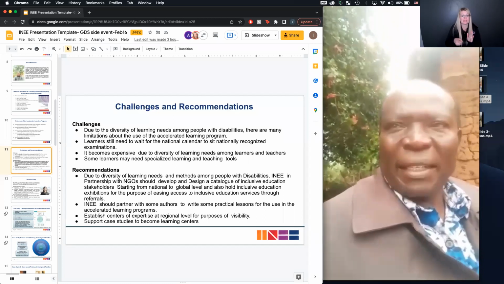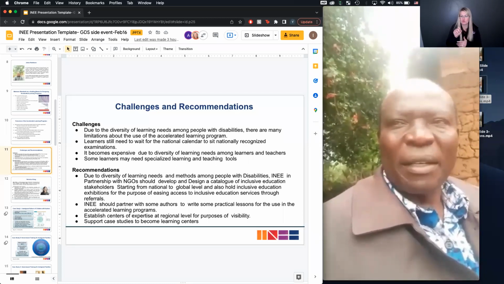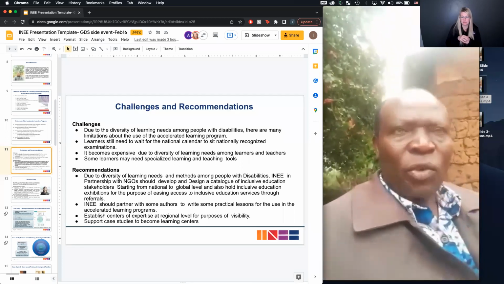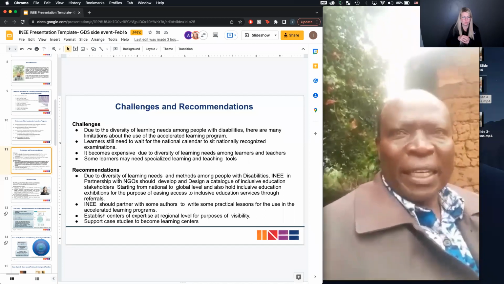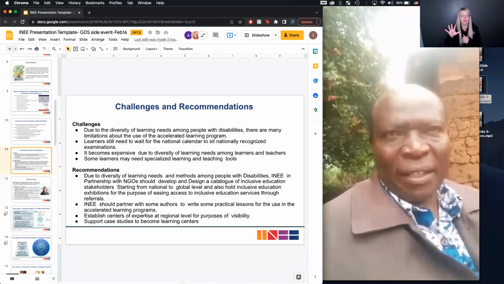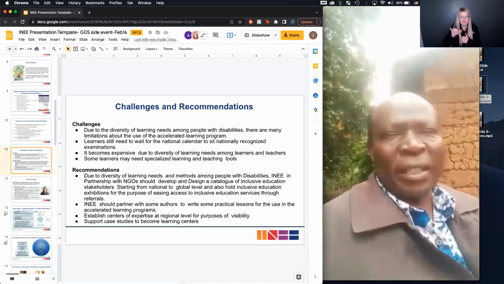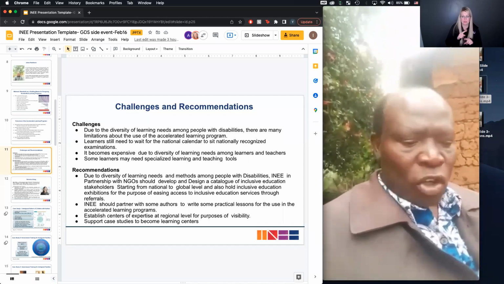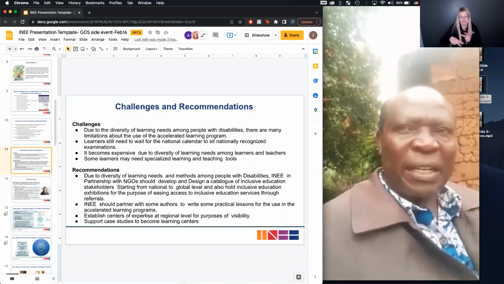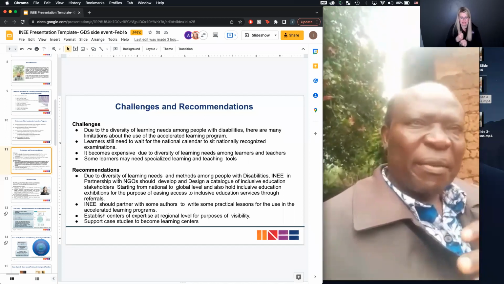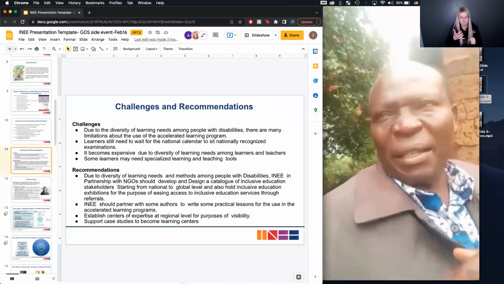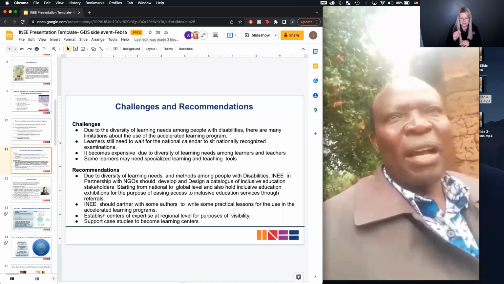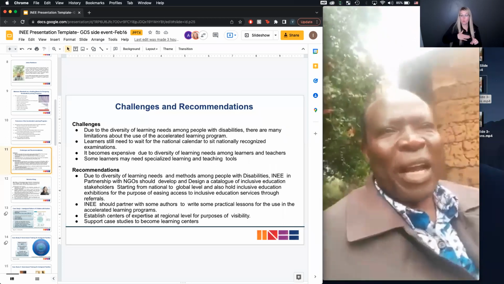Due to the diversity in terms of disabilities, it becomes very difficult to satisfy the needs of all learners with disabilities. This is when you cannot do it. You feel you should do it, but you are unable. So this kind of challenge makes us a little bit demoralized. We cannot do it, but yet we are willing, we want to do it, but we are unable.